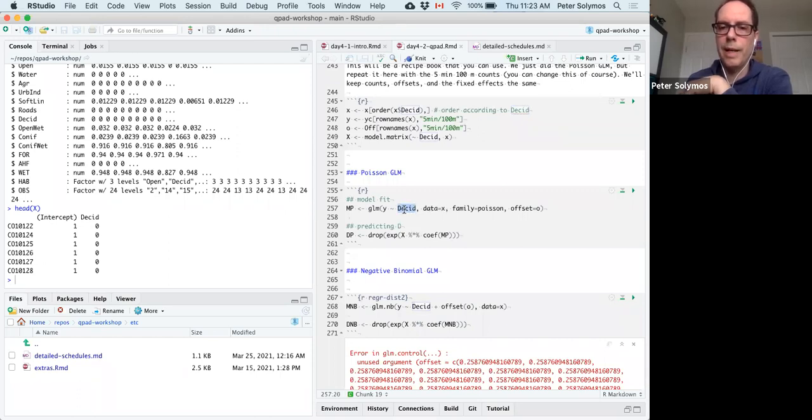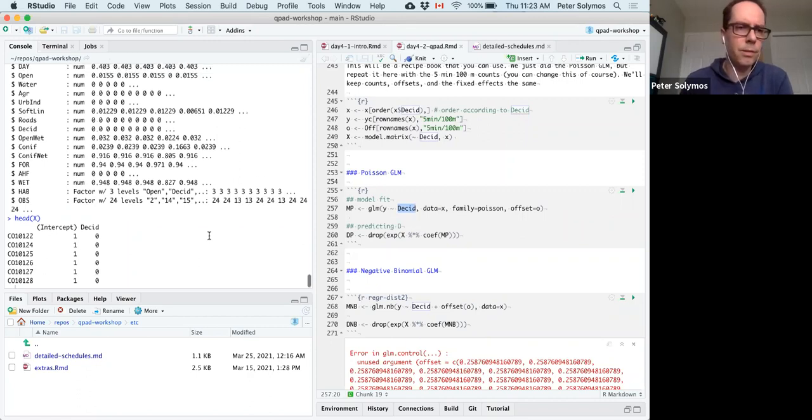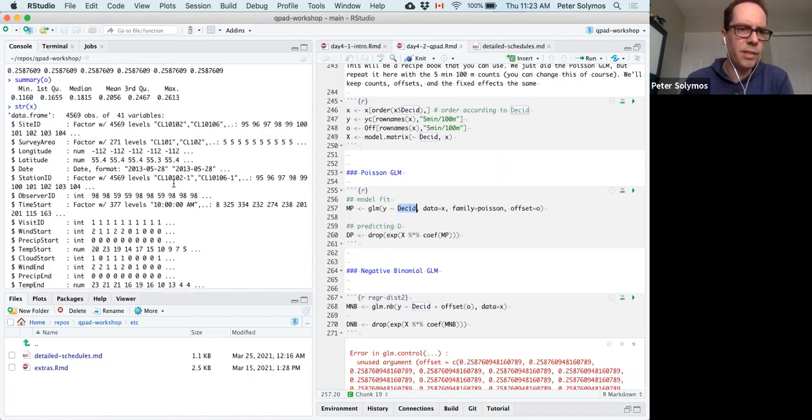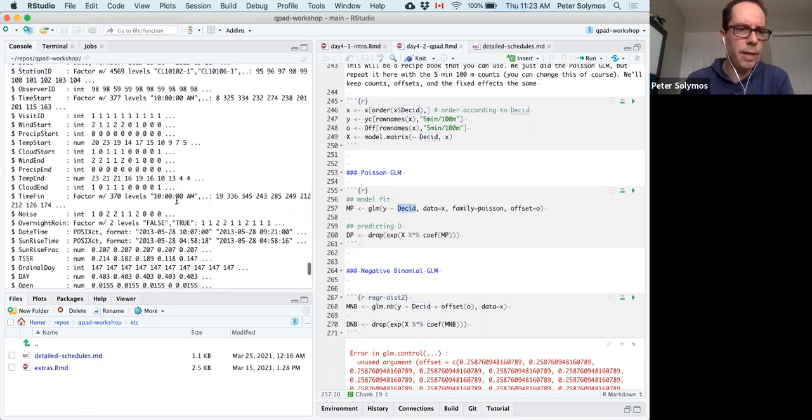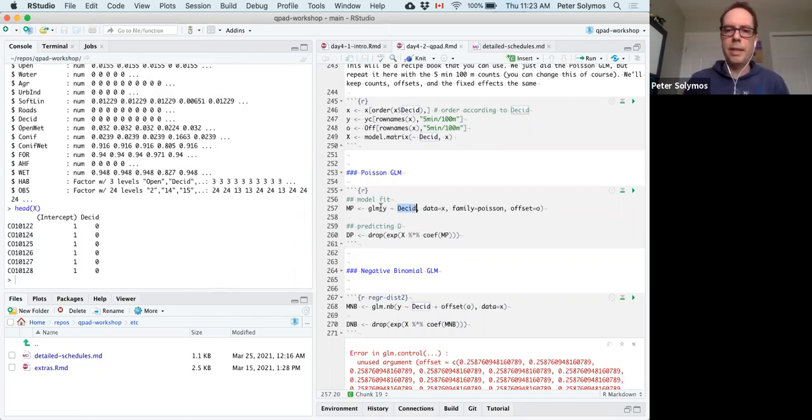We have no Y column, at least I think so. Let's just double check, because if we had, that's bad. No, we don't have. So what's happening here is that you have the formula, and GLM looks up these terms inside the scope of this data frame first. So if there's a column called Y or decid, it is going to take it from X. If it can't find it in X, then it is going to look in the parent frame, which happens to be the global environment. And that's exactly where we have Y defined.